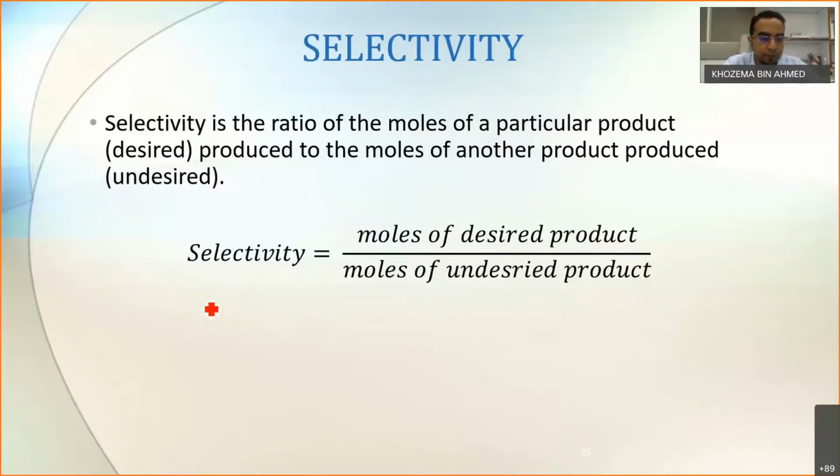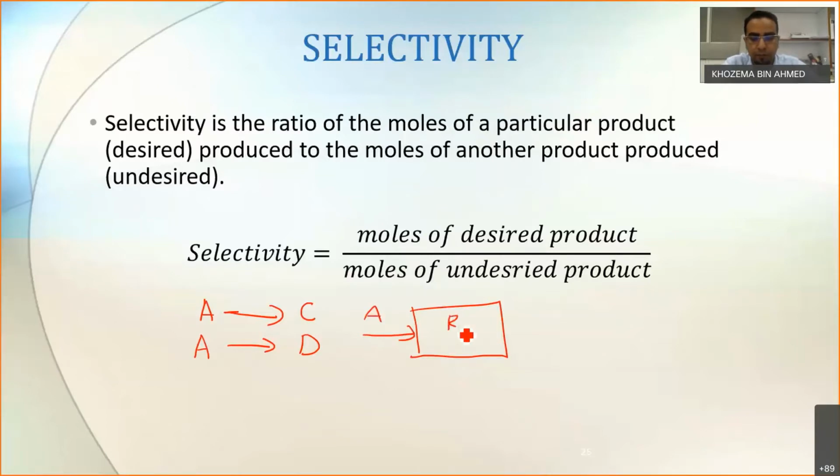For example, let's say that I have A and I'm producing C, and sometimes from the same A I'm producing D. This is happening in the same reactor. So I have an input of A into my reactor, and then the output is C and D. Why are C and D both happening? Because sometimes there are different conditions, different reactor setups, different catalysts, so we can produce this one.